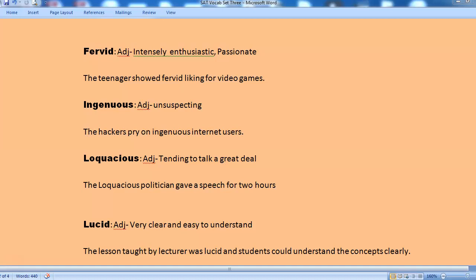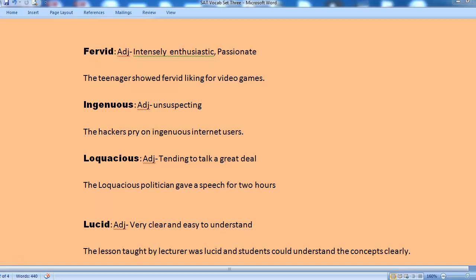The next word we are looking at is loquacious. Loquacious. It's an adjective and it means tending to talk a great deal. The loquacious politician gave a speech for 2 hours.